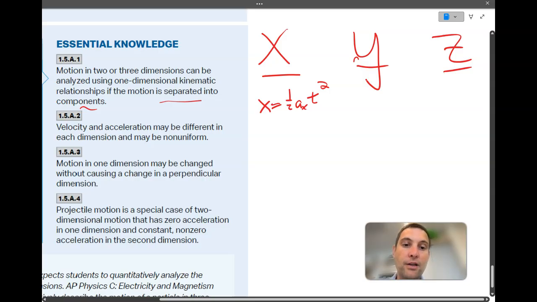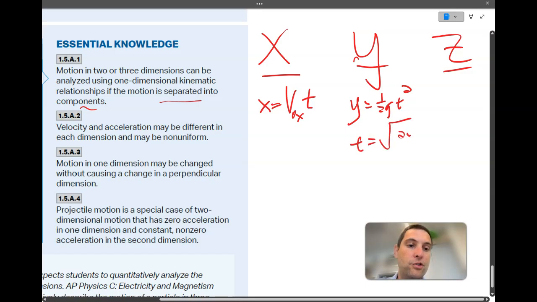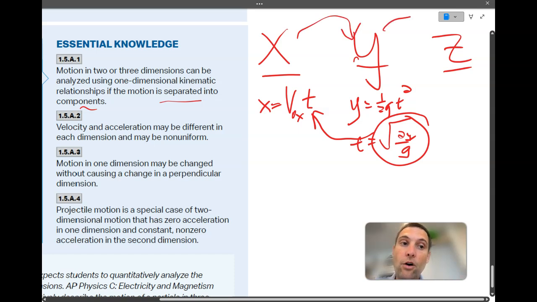If we needed to use both of these, like with projectile motion, in the x direction, actually, probably what we're going to do is we're going to do vx times t. And then in the y direction, we're going to use y equals 1/2 gt squared, assuming drop from rest. And maybe we need to solve for the time here, square root of 2y over g. And we take that time and we plug it in there because time is going to be the same in all 3 directions. Velocity and acceleration, though, may be different in each dimension and may be non-uniform.